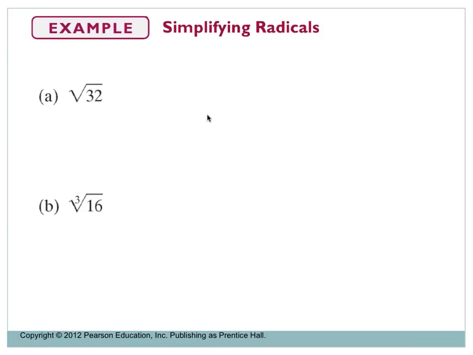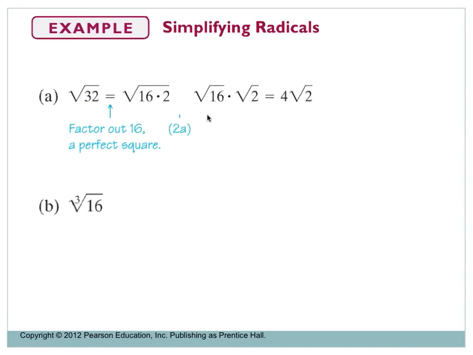So let's take the square root of 32 and simplify that. What you want to do is look for a perfect square that lives inside of 32. If you think about it, 16 is a perfect square, and 16 goes nicely into 32. So all we're going to do is rewrite 32 as 16 times 2. So all we have is square root of 16 times 2.